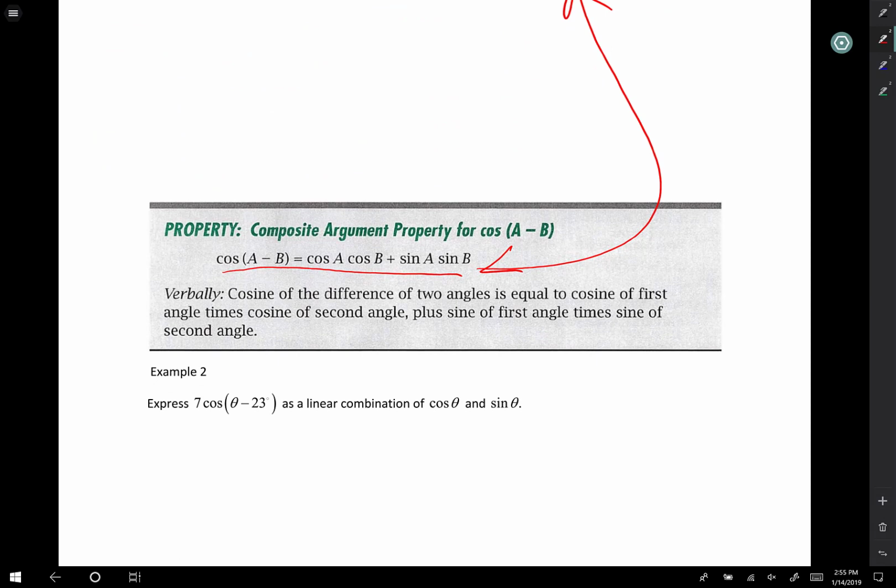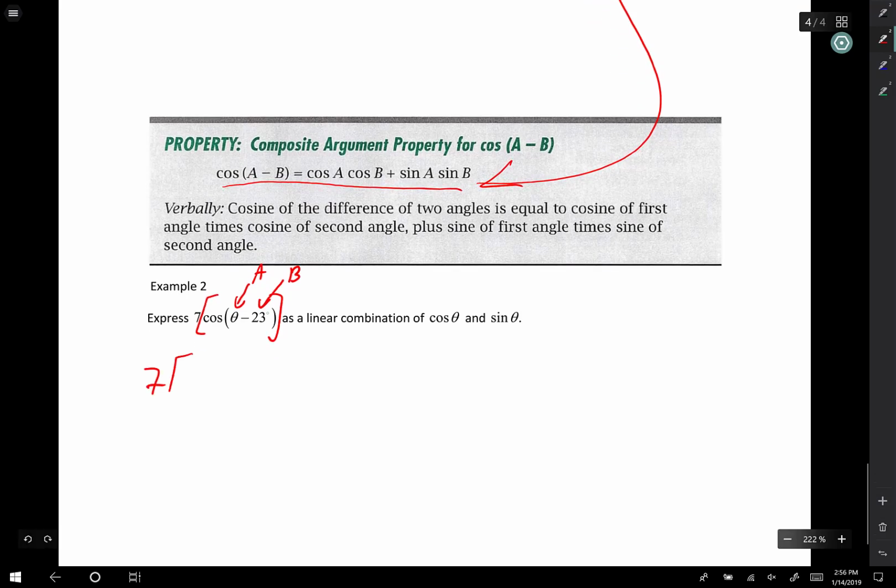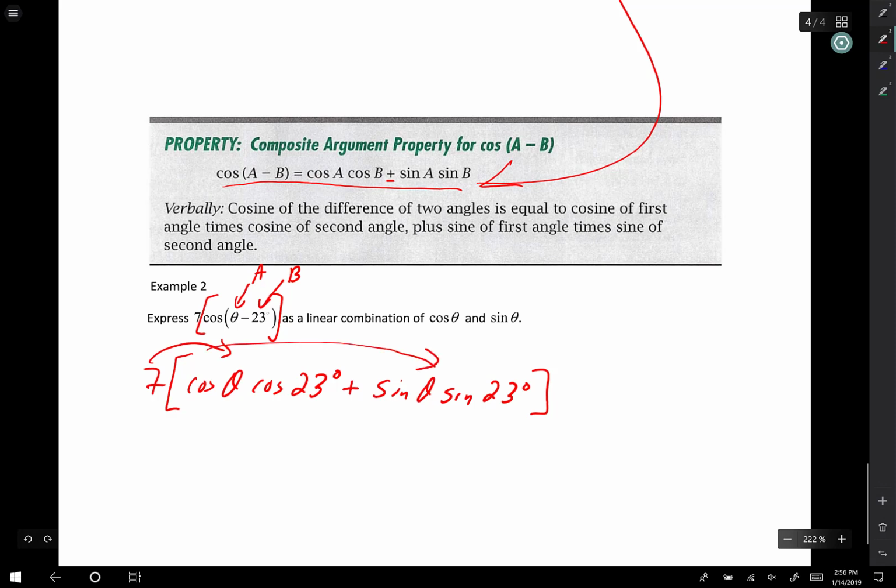Here we go, guys. Look, all this right here, that theta is like an A, that 23 is like a B. So look, all we're going to do is just use it. 7, bracket, and look, it says cosine A, cosine B, so I write cosine theta, cosine 23 degrees, and then I have a plus there, so I put a plus, sine theta, sine 23 degrees. All I did was use the formula, guys. Distribute the 7.